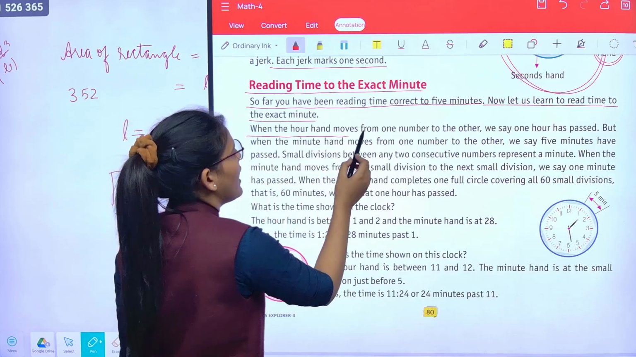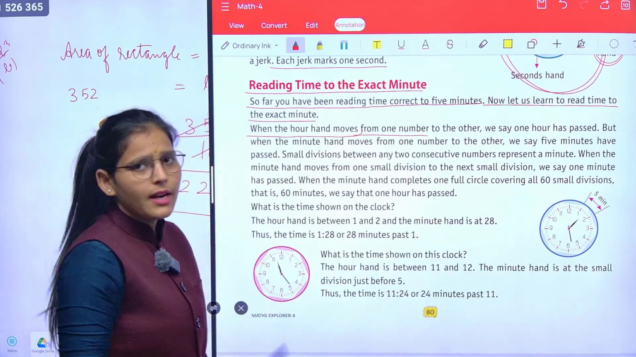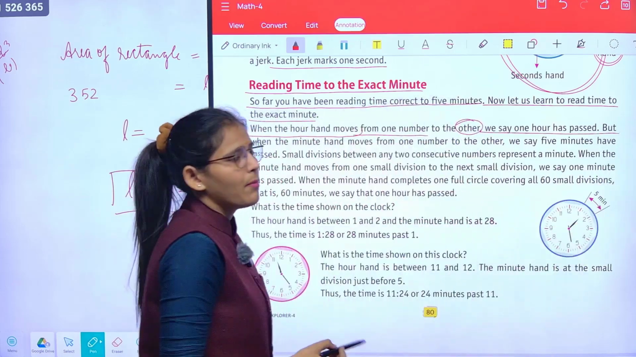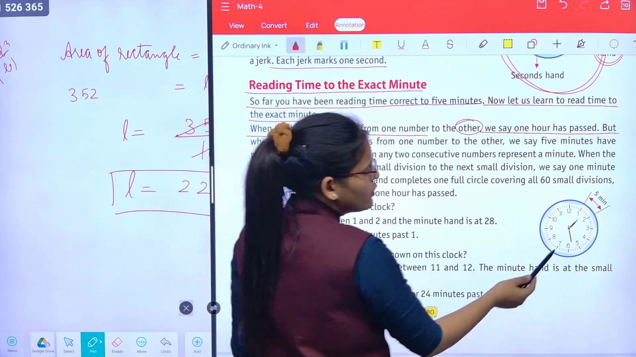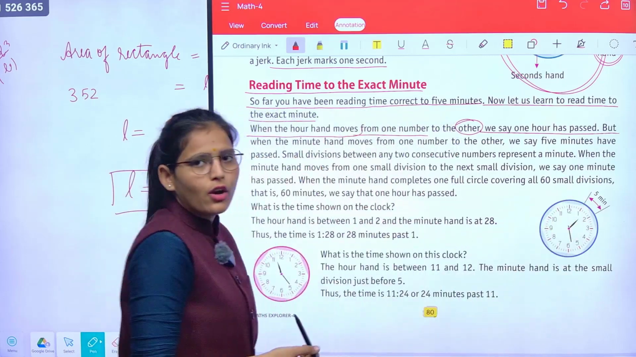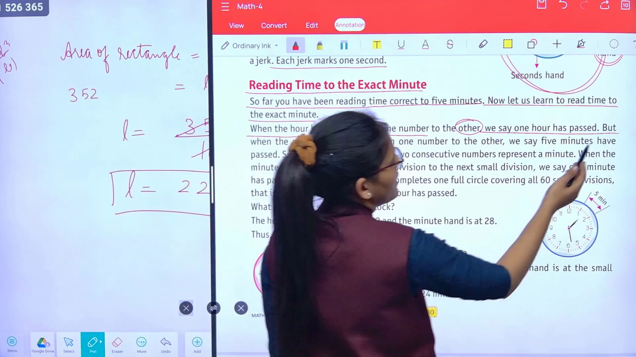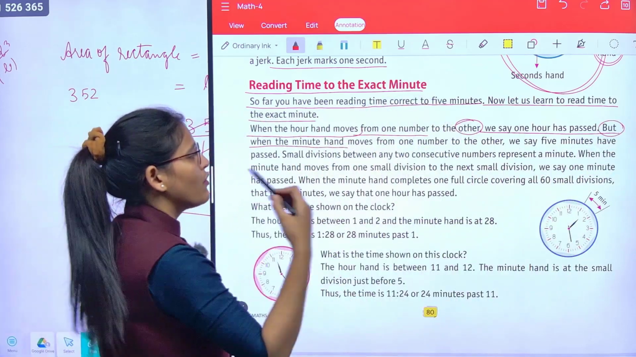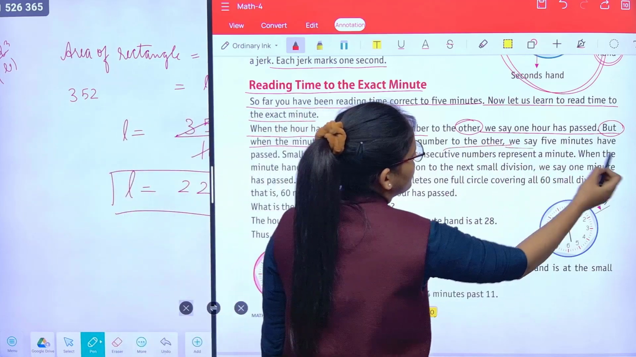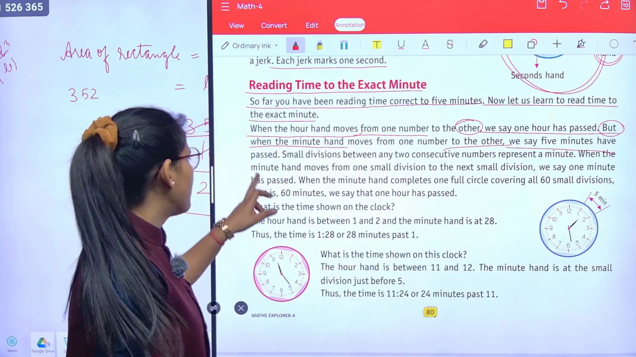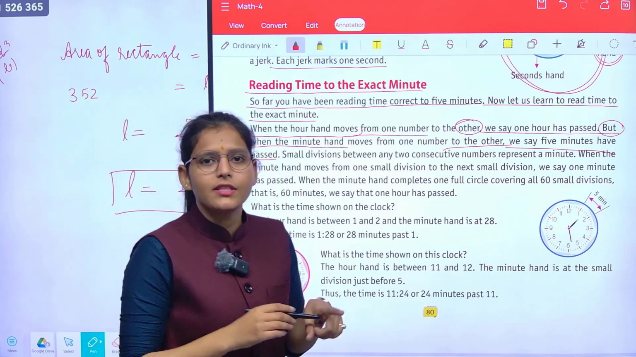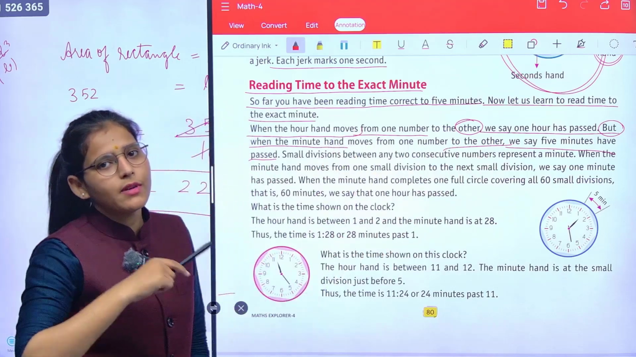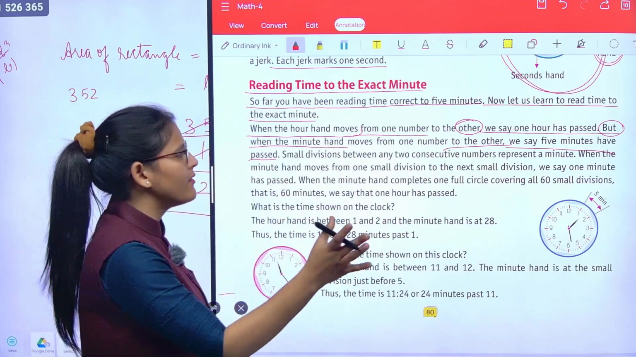Class, when the hour hand moves from one number to the next number, we say 1 hour has passed. Class, जब आवर हैंड एक नंबर से दूसरे नंबर पे आ जाता है तो क्या होता है? एक घंटा मतलब हमारा 1 hour has been passed. But when the minute hand moves from one number to another, we say 5 minutes have passed. जब आवर हैंड एक नंबर से दूसरे नंबर पे जाता है तो मतलब 1 घंटा हो चुका है. Now अगर मिनट हैंड एक नंबर से दूसरे नंबर पे जाता है मीन्स 5 minutes have passed.